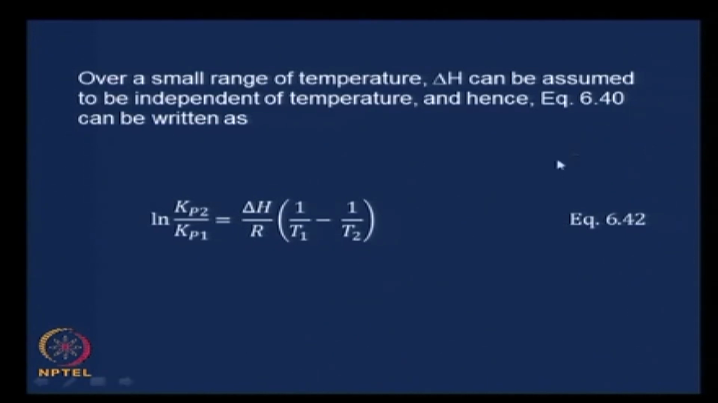We will call this equation 642, and this is actually the useful expression for finding out the temperature dependence of the equilibrium constant. In other words, if one equilibrium constant at a particular temperature is known, then we can find another equilibrium constant at another temperature T2.